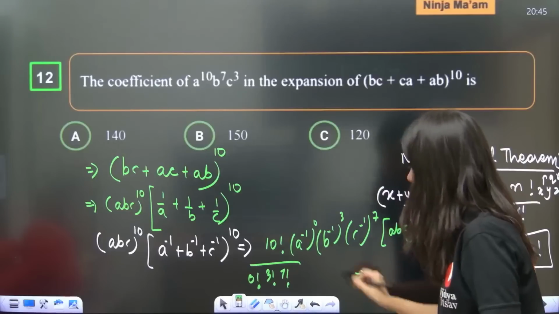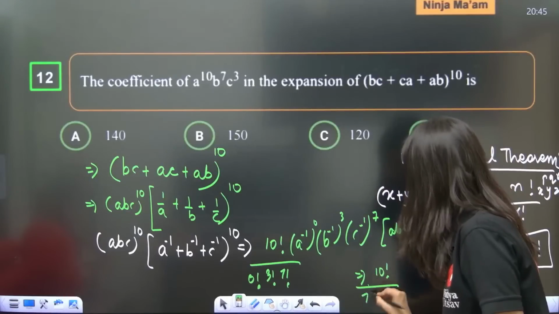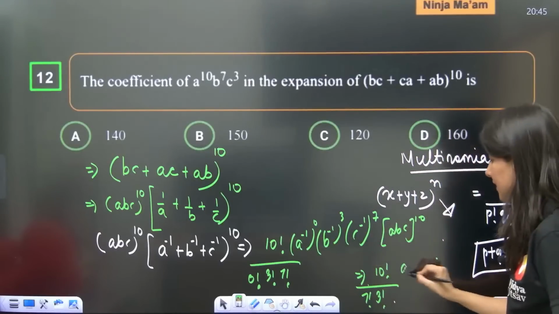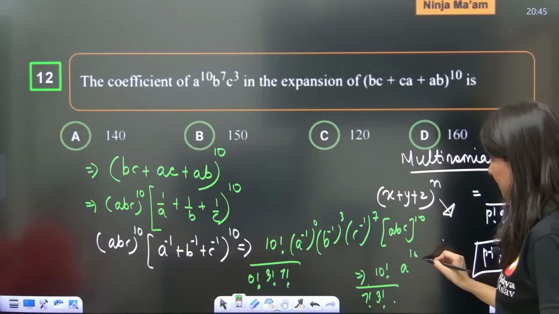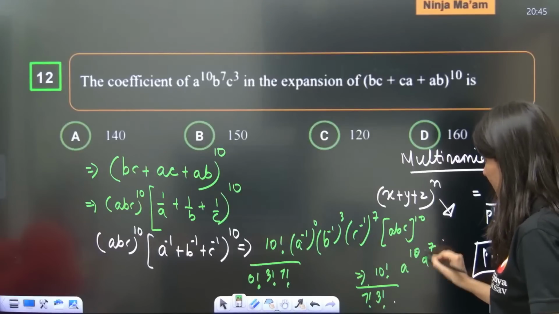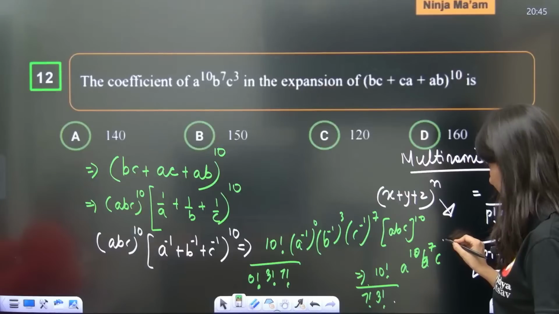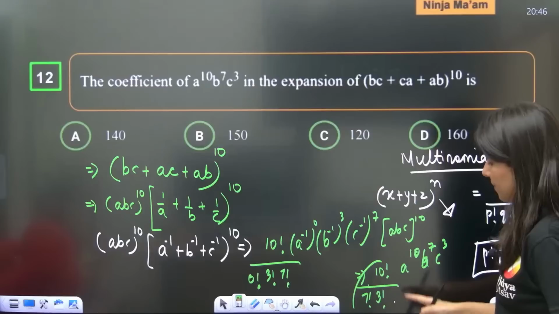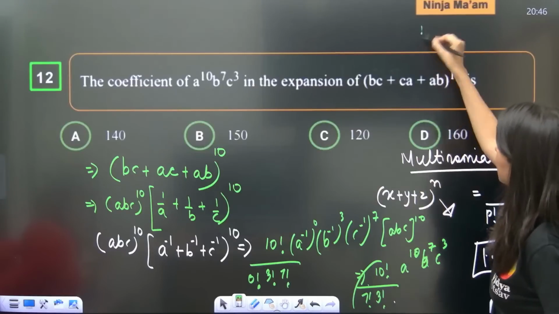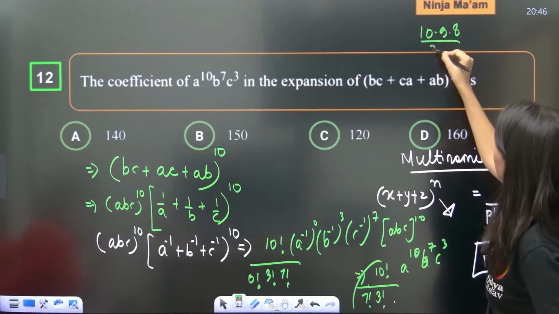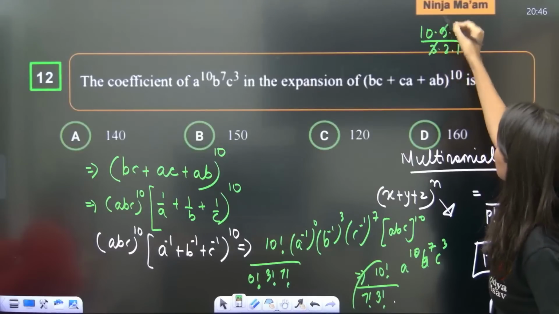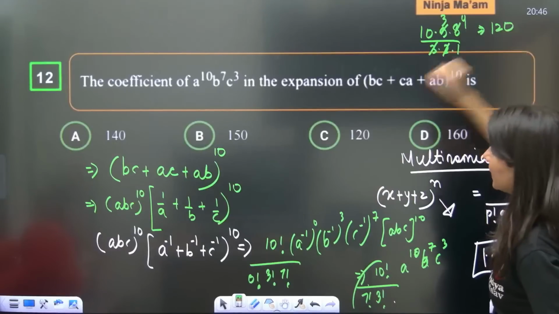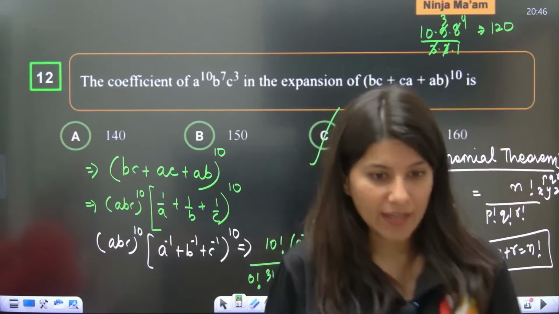So you are going to get the term 10 factorial upon 7 factorial, 3 factorial, multiplied by a power 0, b power minus 3 plus 10, which is b power 7, and c power 3. So this is 10 factorial by 7 factorial 3 factorial, so this is 10, 9, 8 upon 3, 2, 1. 3 3s are 9, and 4 3s are 12, so 120. Option C, absolutely right. Everybody?